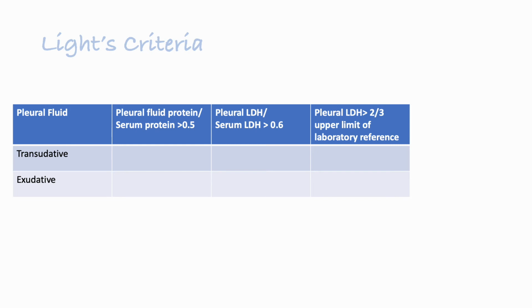When looking at Light's criteria, there's 3 criteria. It is the pleural fluid protein to serum protein ratio. If that is greater than 0.5, it is most likely an exudative cause. The next is pleural LDH to serum LDH ratio. If that is greater than 0.6, it is most likely an exudative cause. Last, it is pleural LDH is greater than 2/3 upper limit of the laboratory reference. I should add that only one of these needs to be met in order to be a high likelihood of an exudative pleural effusion, not all three.